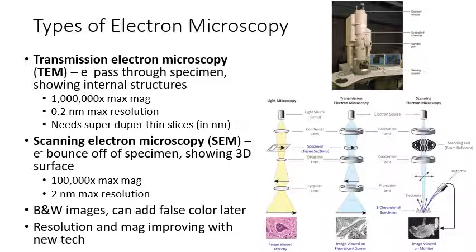Next we have electron microscopy. There are two types of electron microscopy, transmission and scanning. Transmission electron microscopy is more like bright field light microscopy, where you have your beam of electrons passing through the specimen and being collected. This allows you to see the structures that are inside of your specimen.